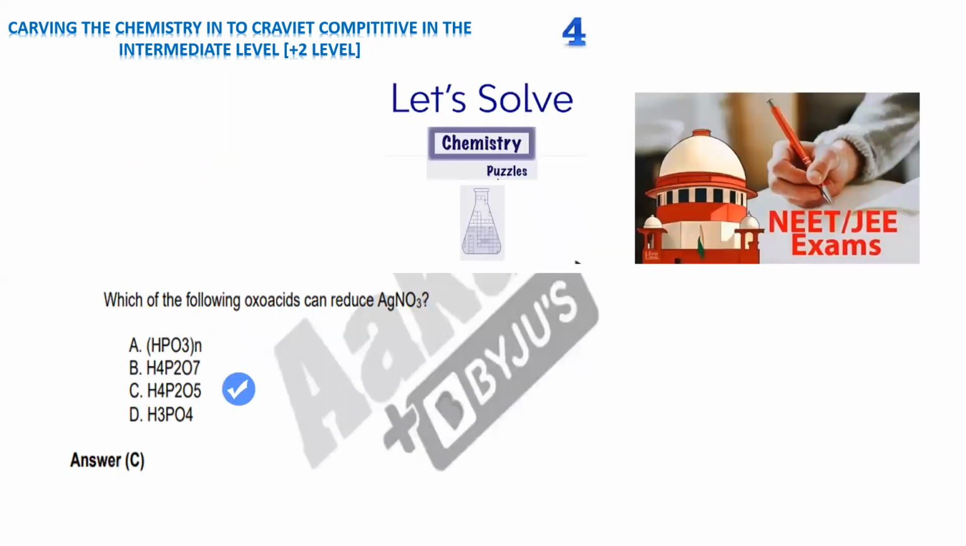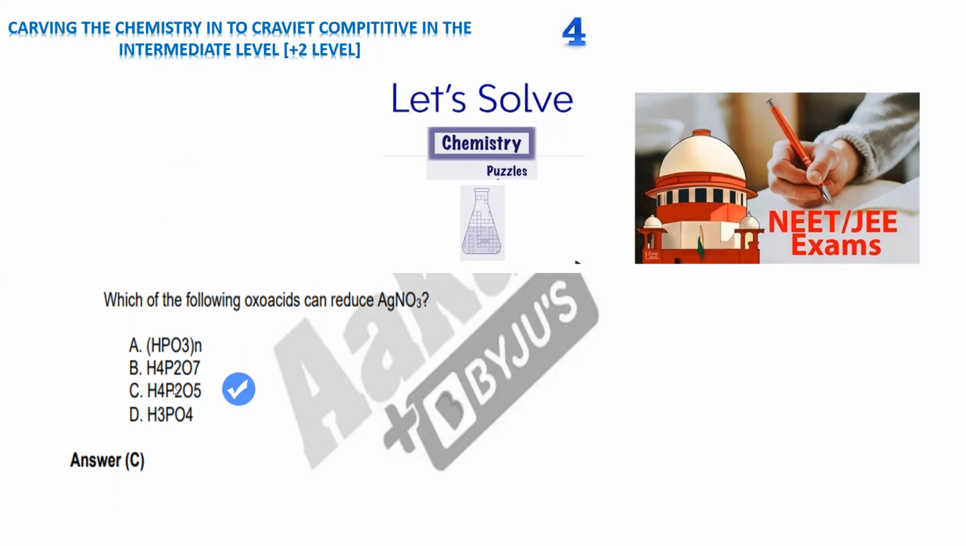Let's go with question number 4. Which oxo acid can reduce silver nitrate? All the options are oxo acids of phosphorus itself, and among these many oxo acids of phosphorus, the one that selectively reduces silver nitrate is the answer, H4P2O5. It is the dimer of phosphoric acid.